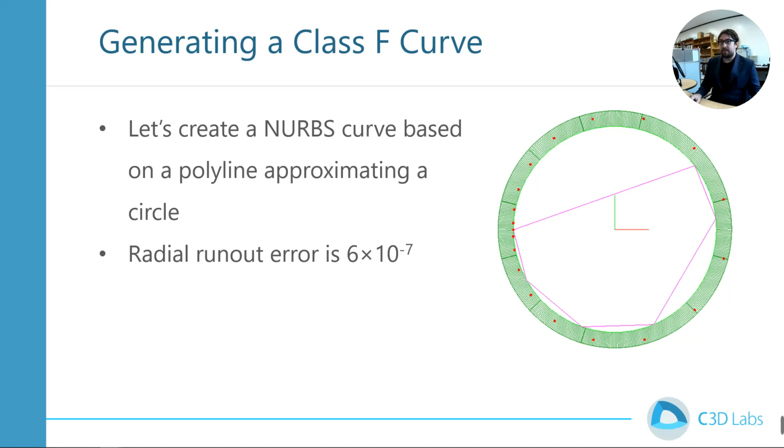Let's have a look at the following example. On a uniform grid, we can create a virtual curve and approximate it with a B-spline curve of degree 8. The option to harmonize the distribution of points on the virtual curve is utilized while designing a virtual curve. In this case, the radial runout error is 6 times 10 to the power of minus 7. So it's very, very small.